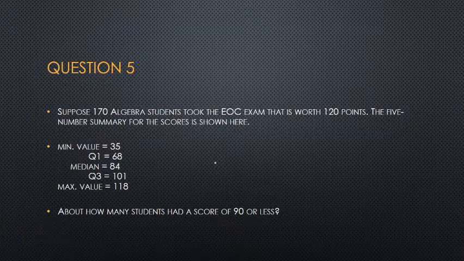Here it says, suppose 170 algebra students took the EOC exam that is worth 120 points. So it's out of 120. That is our total. The 5-number summary for the scores is shown here. We've got a minimum value of 35, first quartile is 68, median is 84, the third quartile is 101, and then the max value was 118. This is basically the bottom student and the top student. So how many students had a score of 90 or less? This isn't asking for a percentage, it's asking for the total number of students.